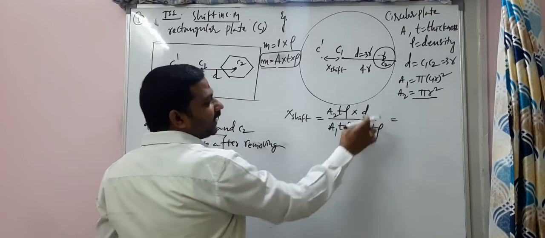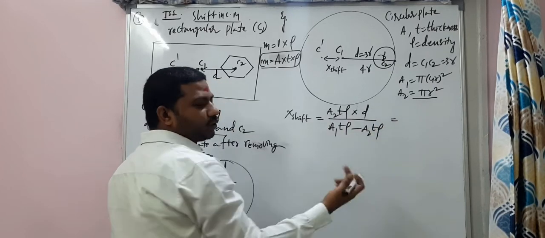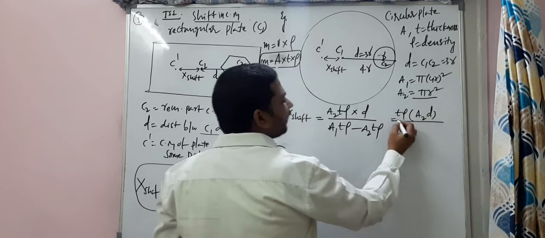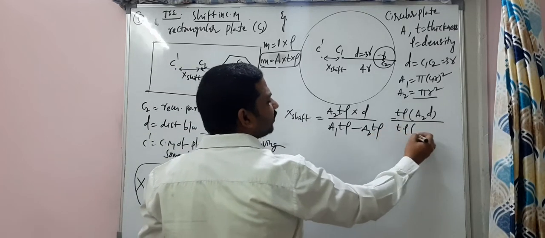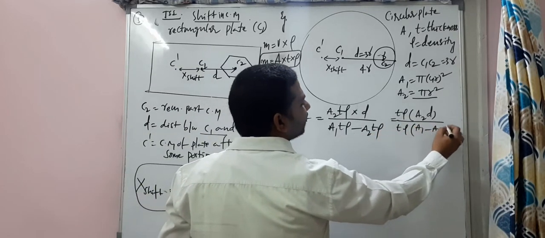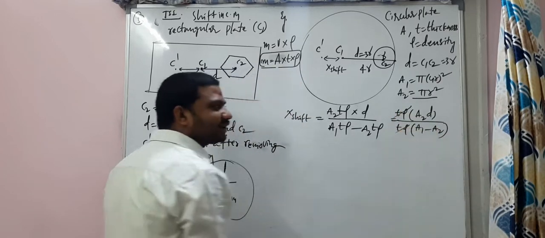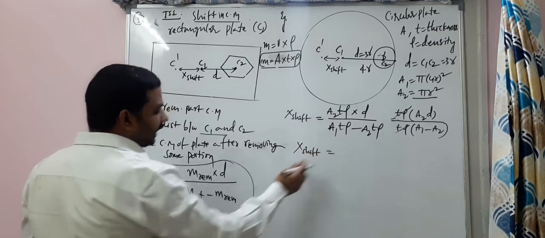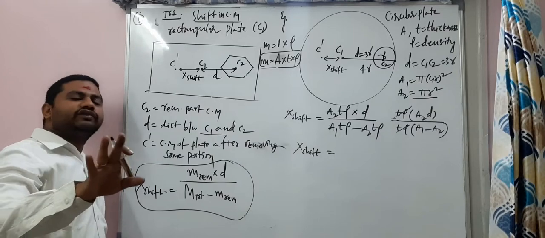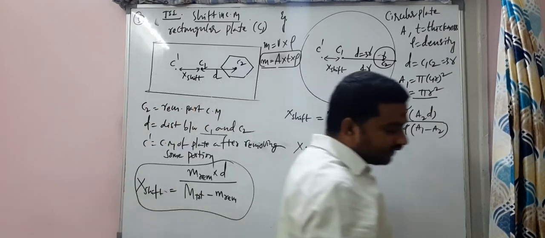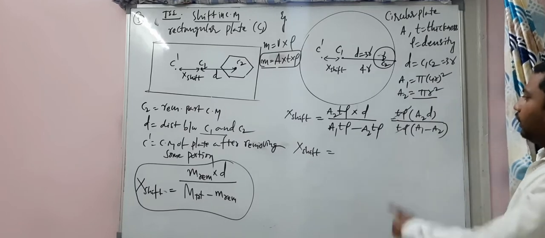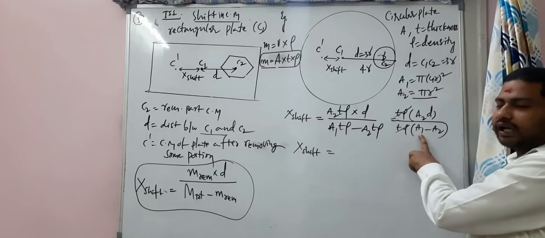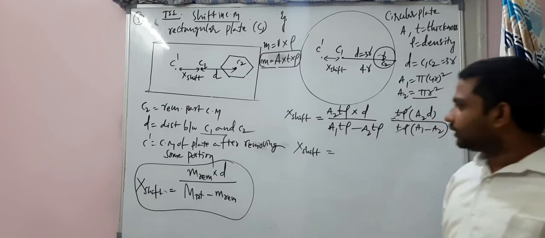Because numerator and denominator both have T rho, you can take it common. Numerator: T rho common, A2 into D, divided by denominator, T rho common, so it is A1 minus A2. Students, look here, the very simple expression we have got for x shift. Instead of the earlier formula, you can remember this one also. That is valid for every case. What is this formula? Removed part area into D, divided by initial total area minus removed part area. That's it.